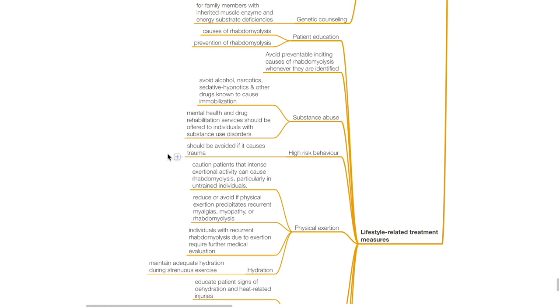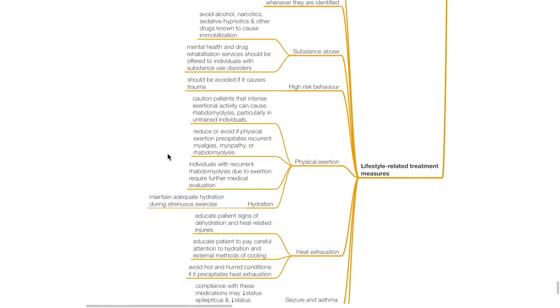Physical exertion. Caution patients that intense exertional activity can cause rhabdomyolysis, particularly in untrained individuals. Reduce or avoid physical exertion if it precipitates recurrent myalgias, myopathy, or rhabdomyolysis. Individuals with recurrent rhabdomyolysis due to exertion require further medical evaluation. Maintain adequate hydration during strenuous exercise.